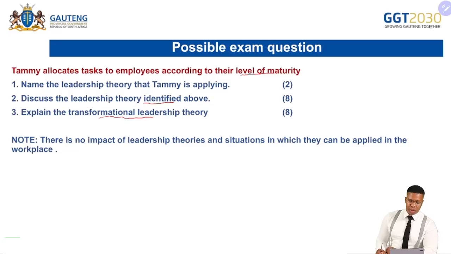So when you're looking into that, Tammy is allocating a task according to the level of maturity of their employees. So it means Tammy is being situational as a leader. Tammy is looking at the situation and deciding that because some employees are mature and some are immature, I should also consider that when I'm giving a task. Because if I give an immature employee a task, they might end up not completing it. So it means that leader is trying to be situational.